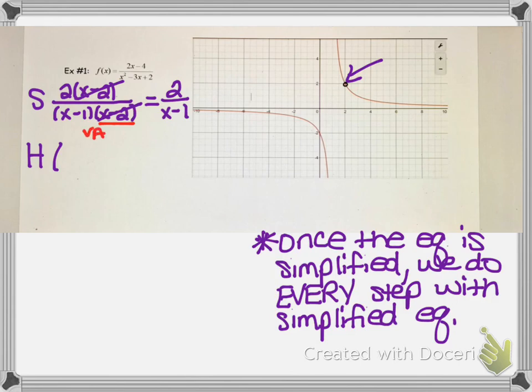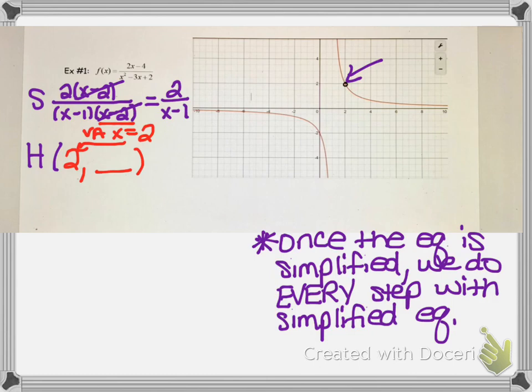That vertical asymptote, or that cut, if we had not been able to cancel it out of the equation, would have been at x equals 2. So the x-coordinate for that hole is 2. Okay? But then we have to calculate the y-coordinate for that hole.